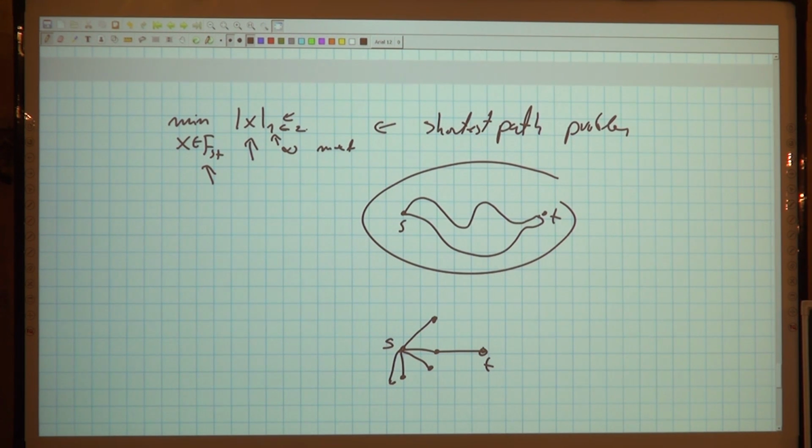And this is actually quite fundamental, and it's too early for us to talk about it, but because this is the case, we can use electrical flows to solve max flow. This is also the reason why we can use electrical flows to solve shortest path. And in the end, all that matters is how well the L2 norm approximates the L1 norm or the L infinity norm. Okay, any other questions?